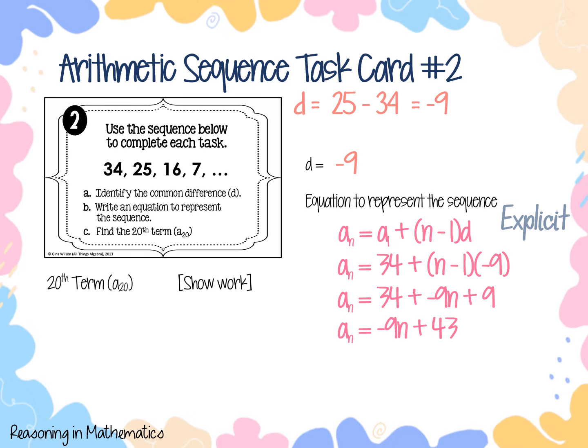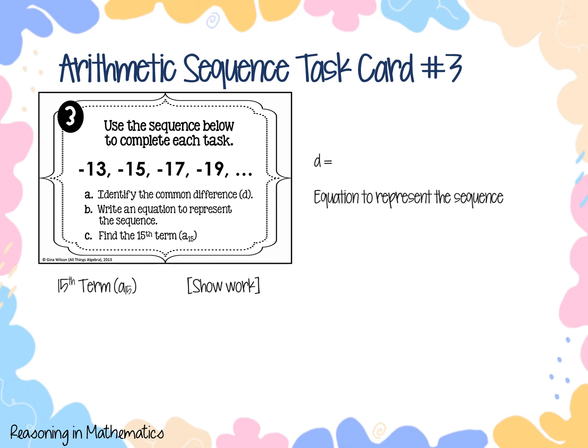And there is our explicit formula to find any term in this sequence, and we want the 20th term. So plug in 20 in place of our n's. And notice subscripts are small and lower. Okay, that is a sub 20. And we're putting 20 in place of n. Simplify that, and the 20th term should be negative 137.